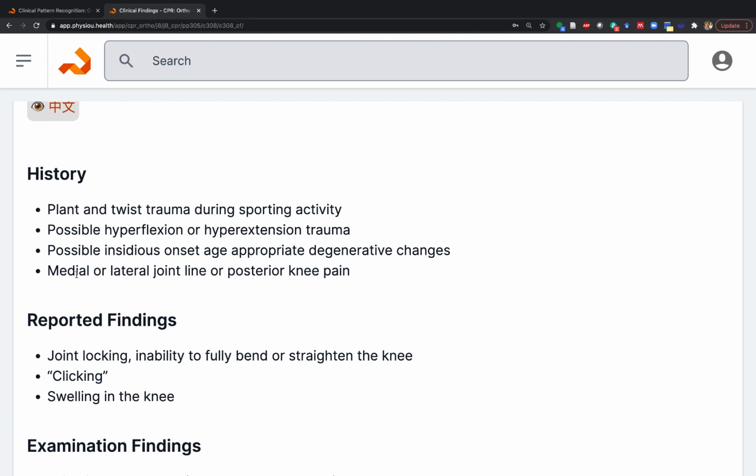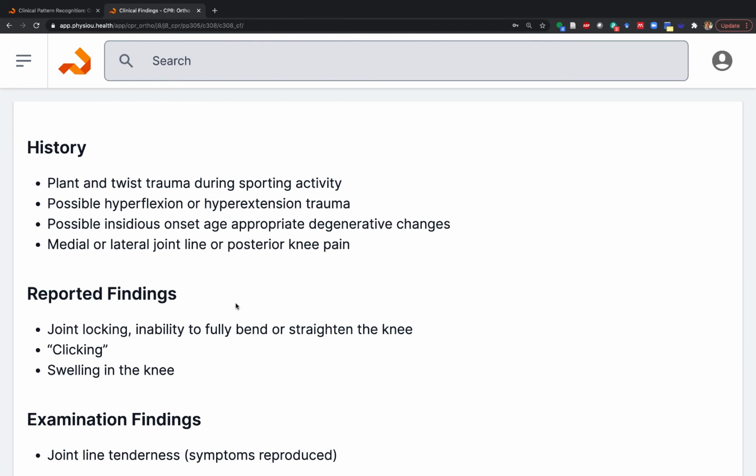And remember, depending on where the meniscal tear is, medial joint line pain for medial meniscus, lateral joint line pain for lateral meniscus, and potentially posterior knee pain. Okay, it just depends on where your tear is at. It's not always that easy to localize for a patient. And it can move. Sometimes it can move while the patient is going through functional movements.